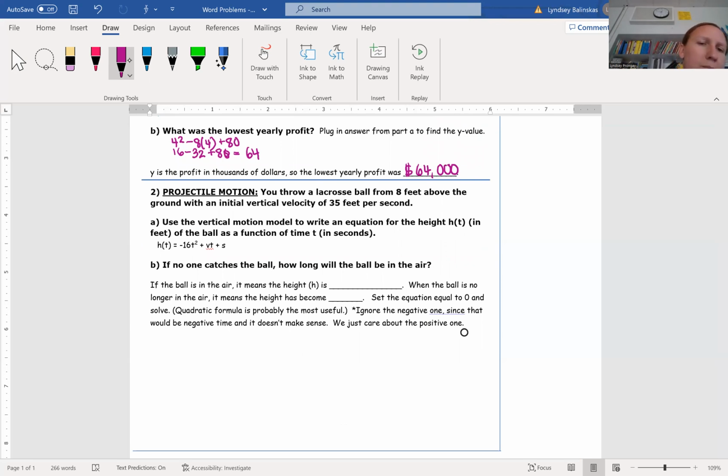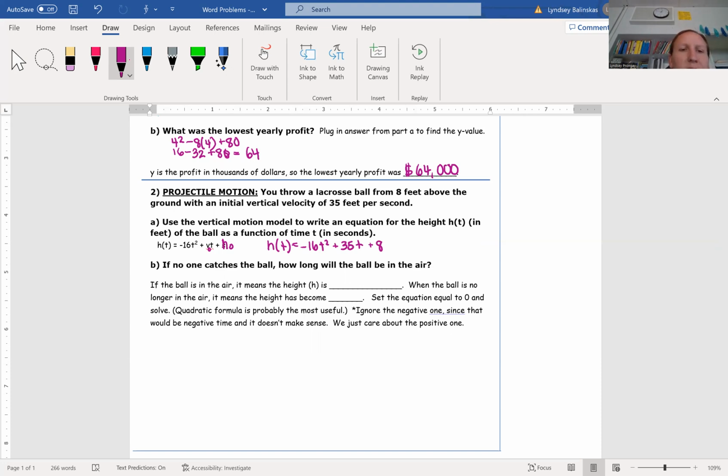Okay, I put some version of the vertical motion model here for us to use. I think we actually used like a V sub 0 and an H sub 0. Okay, you'll see different versions of the same thing. But essentially the initial velocity goes in the middle term with the t, and the constant at the end is that starting height. So our equation is going to be h of t equals negative 16t squared. That doesn't change. It was 35 feet per second, so that's going to be plus 35t. And then the height was 8, so plus 8.